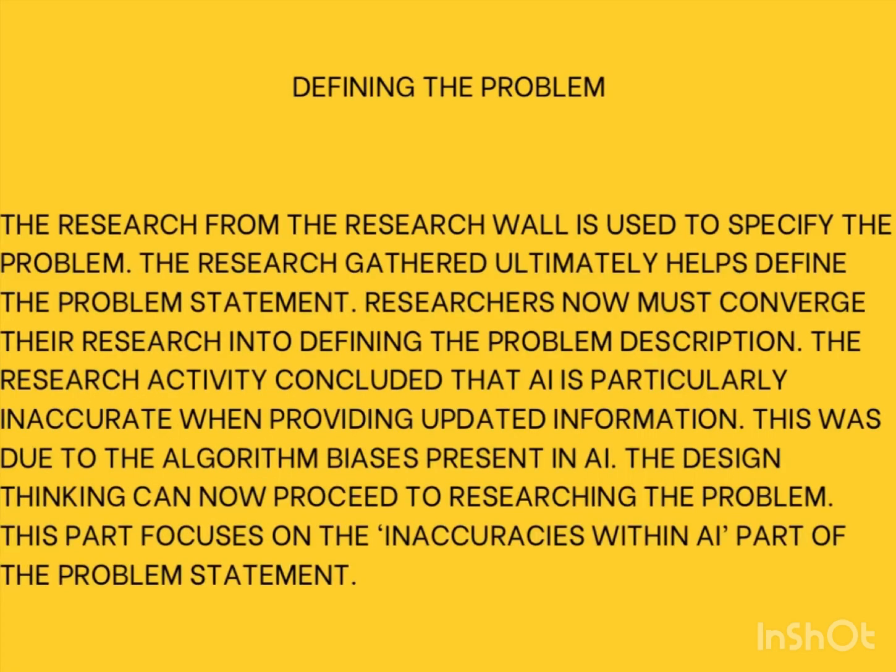Research from the research wall is used to specify the problem. Research gathered ultimately helps define the problem statement. Researchers now must converge their research into defining the problem description. This was due to the algorithm biases present in AI. The design thinking can now proceed to researching the problem.